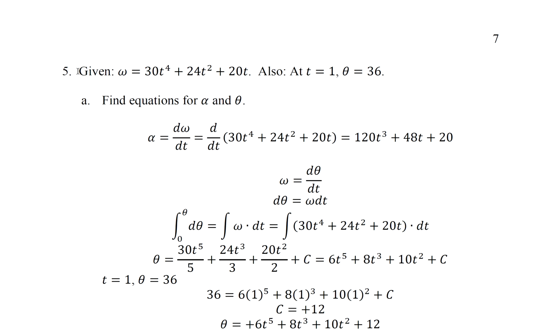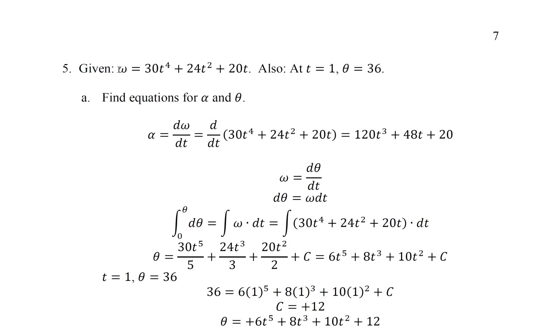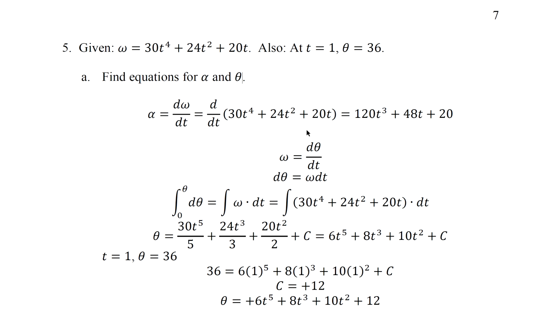Question 5. We're given this. Also, we're given this boundary condition, this initial condition. Part A, find equations for alpha and theta. So if you want alpha, we take the derivative of omega, d omega over dt, to get this. If we're given angular speed and we want to find angular position, we have to integrate. So we have this equation here.